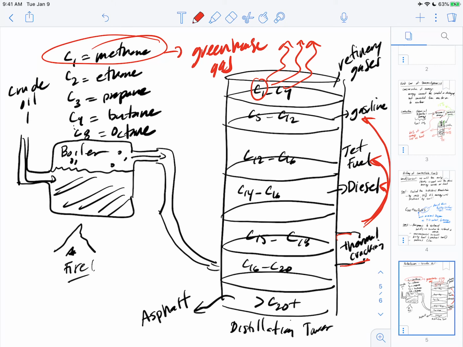This is just an overview of petroleum. So now you kind of see where we get the different types of gas and fuels and how those are used.